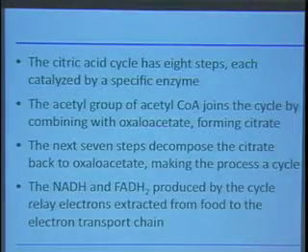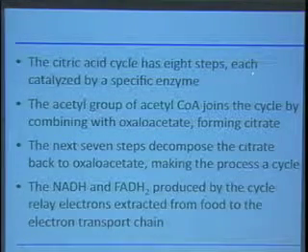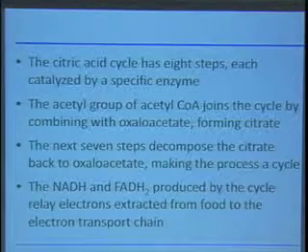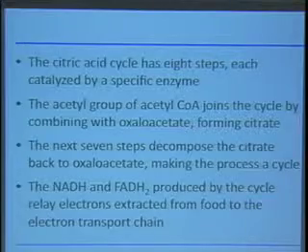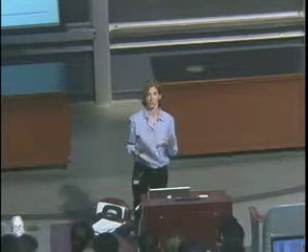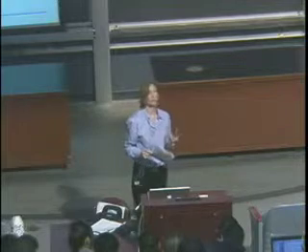All right, so the citric acid cycle has 8 steps to it, and each one is catalyzed by a specific enzyme, just like in glycolysis, right? So there's a very specialized enzyme, or sometimes an enzyme complex, that is responsible for taking each substrate for each of these reactions and converting it into products.